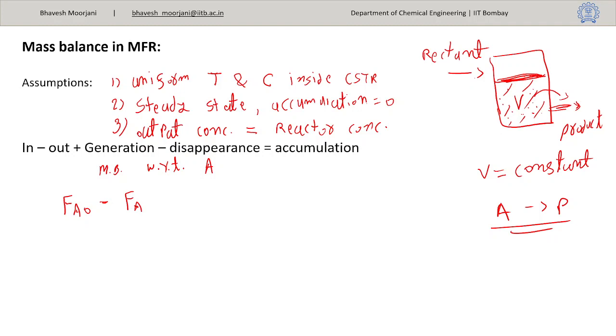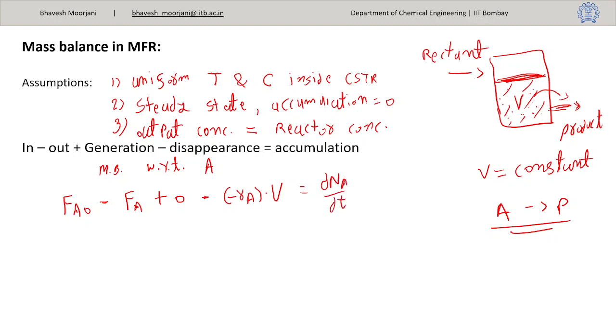Now generation: generation is not happening, A is consumed, so the generation term will be 0. Disappearance: A is getting converted to P, that's why we put the conversion term given by minus RA into V. V is the volume of our reactant mixture. And accumulation will be given by dNA by dt.